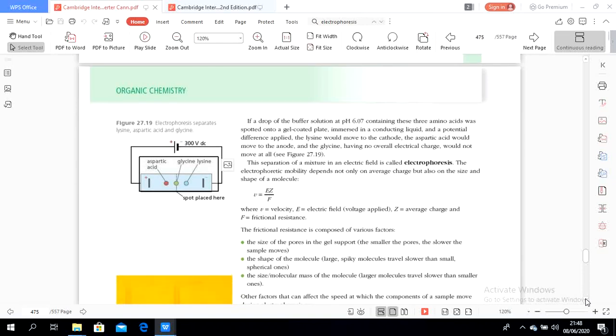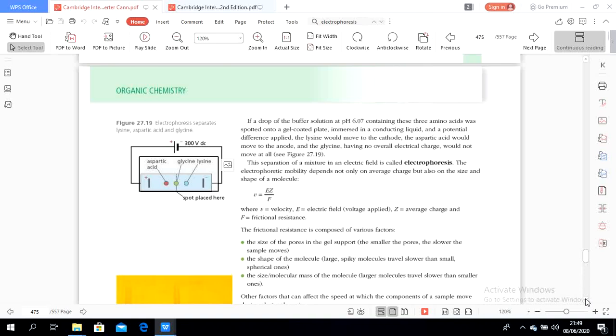The electrophoretic mobility depends not only on the average charge but also on the size and shape of the molecule. So the velocity, how fast the molecule moves, depends on the electric field, where the voltage is applied, the average charge, positive or negative, and also the frictional resistance. The frictional resistance is composed of various factors. The size of the pores in the gel support. The smaller the pores, the slower the sample moves.